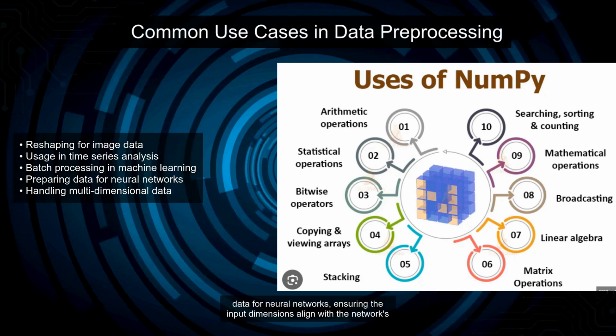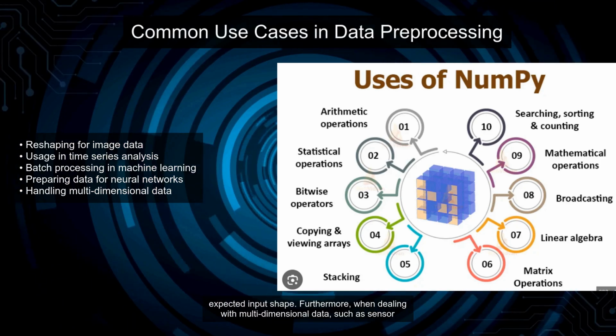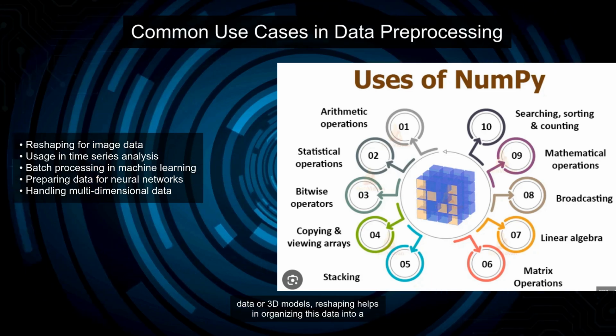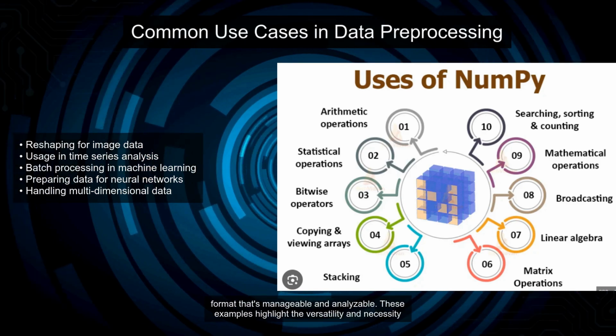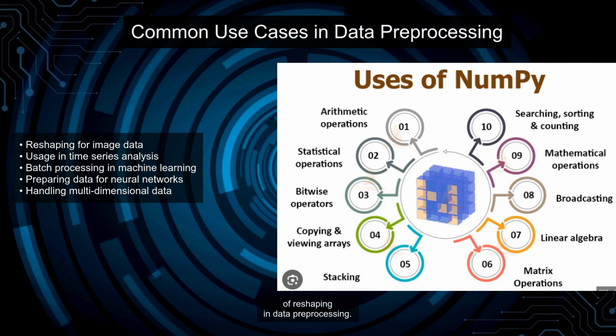Reshaping is also crucial when preparing data for neural networks, ensuring the input dimensions align with the network's expected input shape. Furthermore, when dealing with multidimensional data, such as sensor data or 3D models, reshaping helps in organizing this data into a format that's manageable and analyzable. These examples highlight the versatility and necessity of reshaping in data preprocessing.